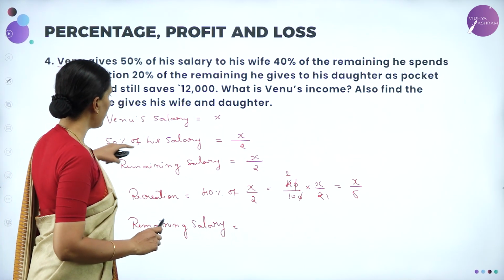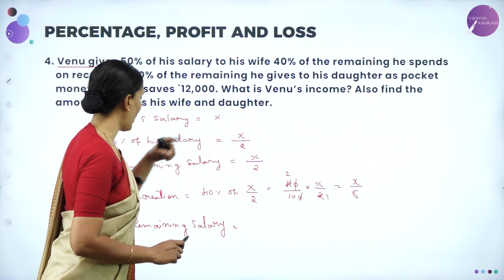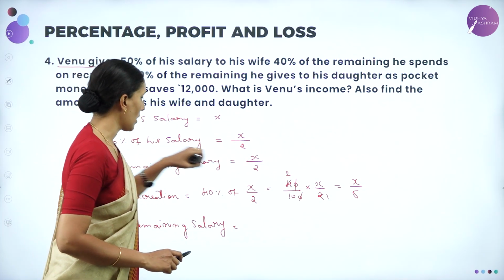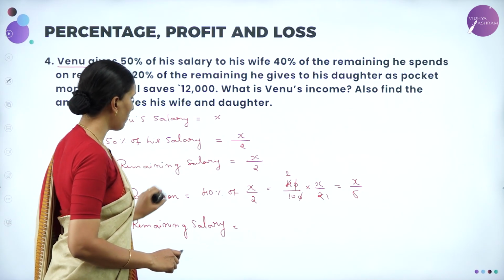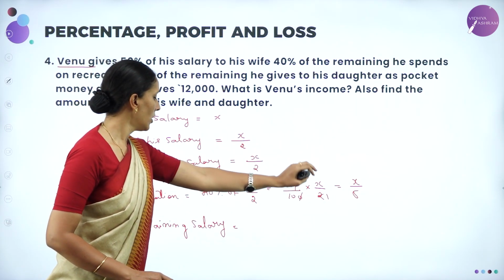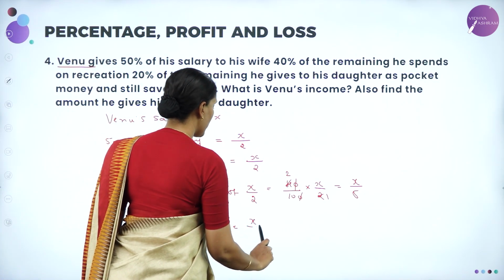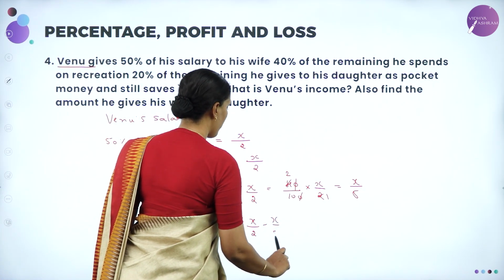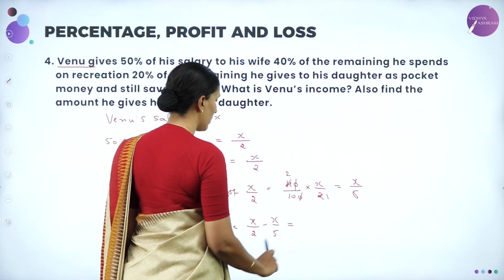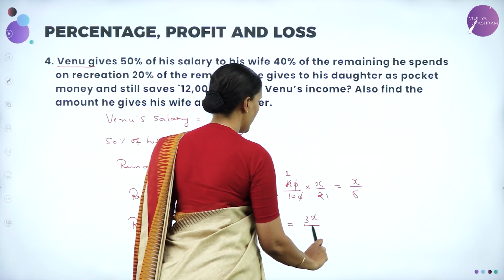So, here 50% of the salary was given to his wife and another 50% is remaining. And out of the 50%, he spent 40% of the remaining salary on recreation. What is the new remaining salary here? So, that is x by 2 minus x by 5, which is equal to 3x by 10.